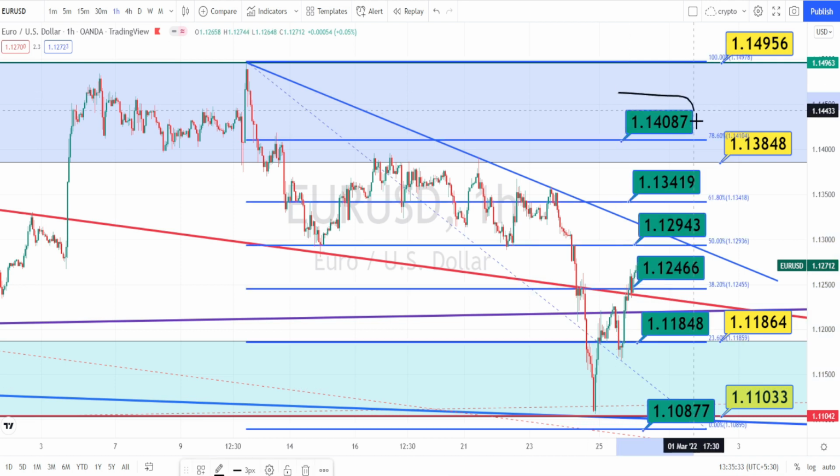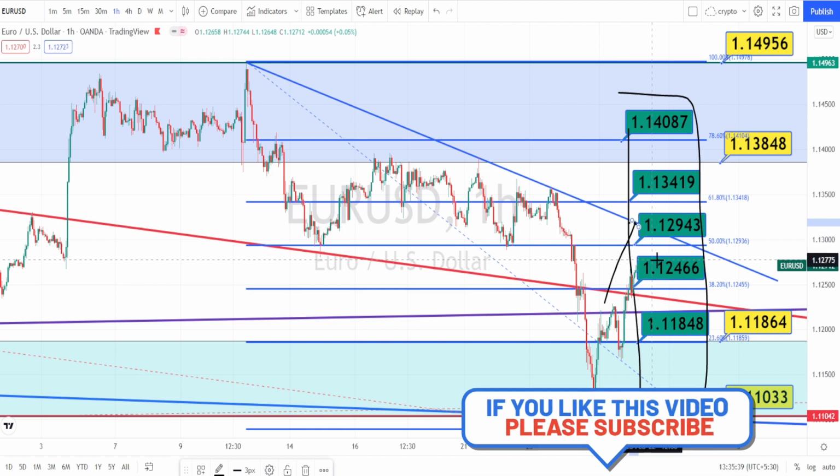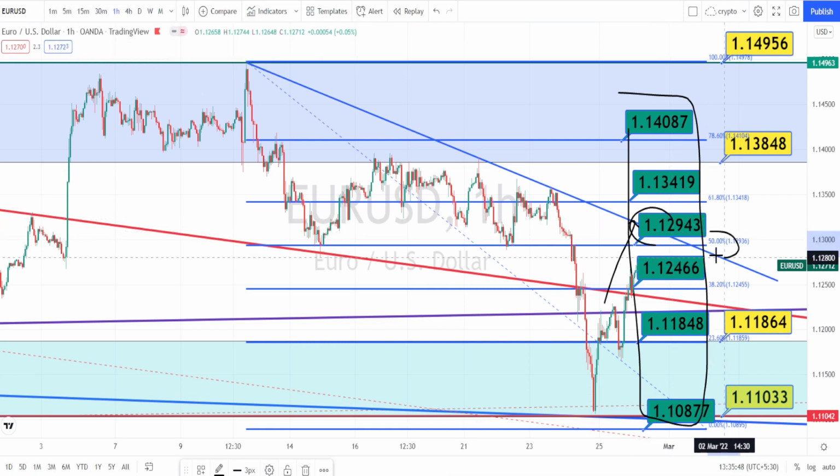So these are all the support and resistance levels in the hourly time frame. Currently the price action is in a bullish trend, and we can expect it to retrace up to the level of 1.12943, which is exactly 50% retracement.